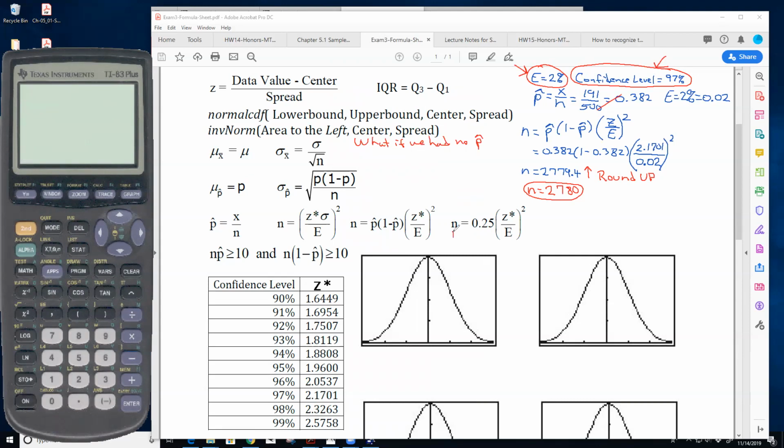Well, you're going to have to use this formula because that's all you got. You can't use this one because that's for quantitative numerical data. You can't use this one, you got no p-hat. You're stuck with this one, buddy. So make the best of it. So you say, okay, this is all I got.